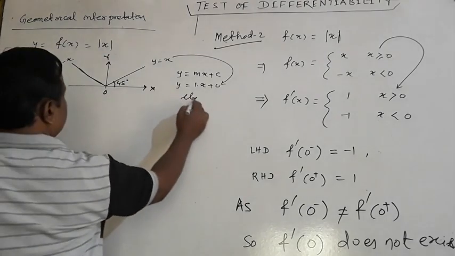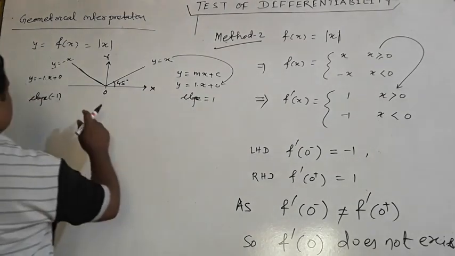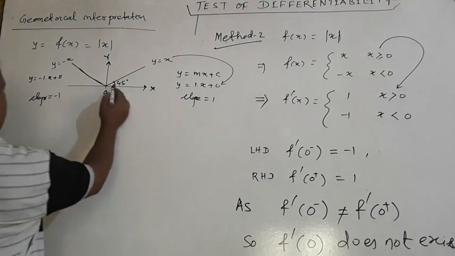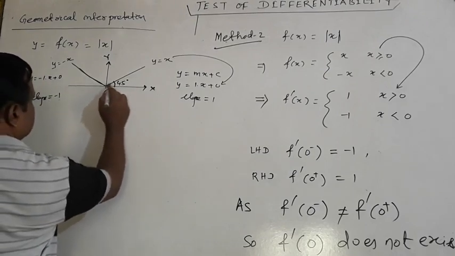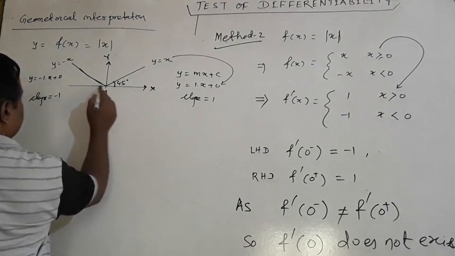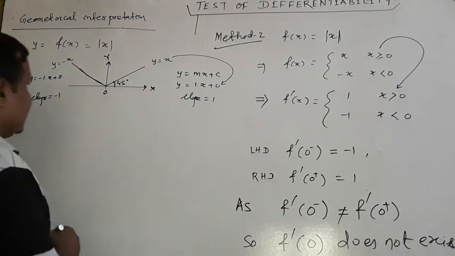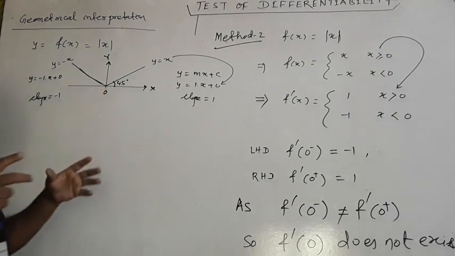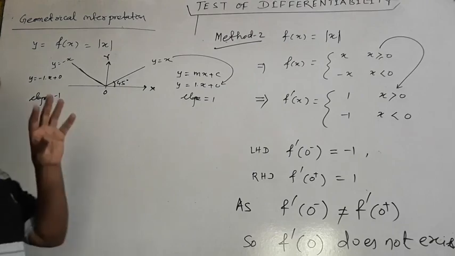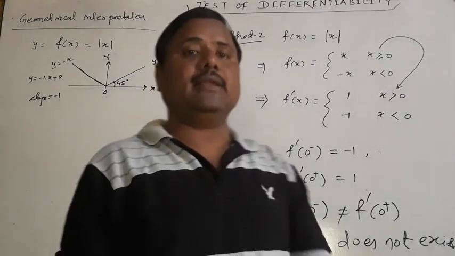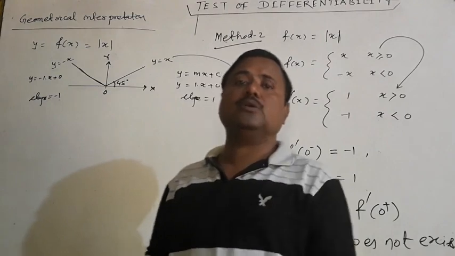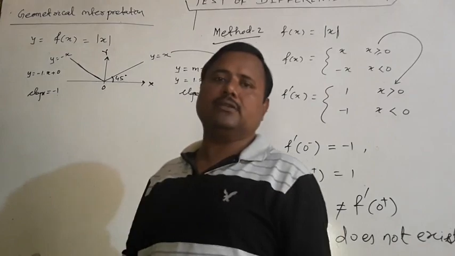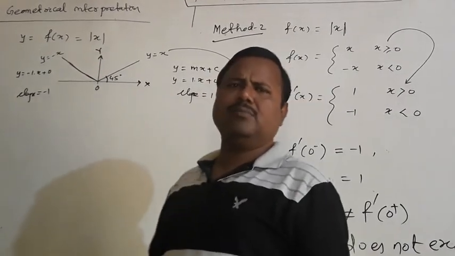Here slope is equal to 1. Here slope is minus 1, and in this place the slope is plus 1. For x tends to 0 plus, slope is plus 1. For x tends to 0 minus, slope is minus 1. Since at this point f dash 0 combines two things, f dash 0 exists when f dash 0 plus is equal to f dash 0 minus. But f dash 0 plus is not equal to f dash 0 minus, because 1 is not equal to minus 1.